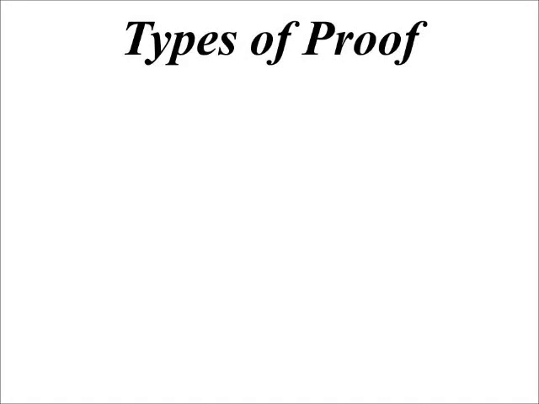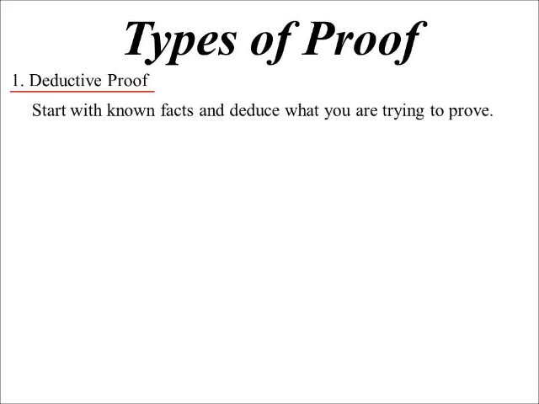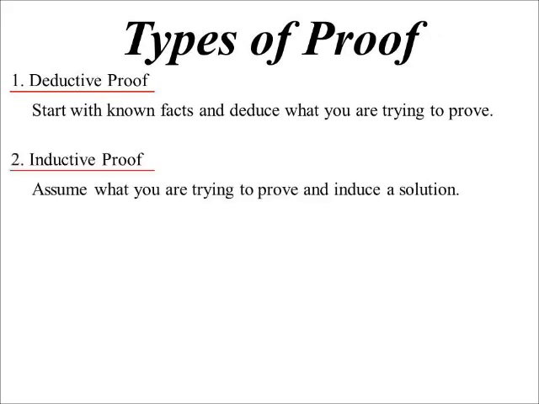So this idea of proof, we've seen some different types of proofs. Probably the most common type of proof that we have done is deductive proof, and most commonly seen with geometry. So that's when we start with known facts, and in geometry it's our geometry theorems, and then from those facts we deduce what it is we're trying to prove. Then of course we saw inductive proofs. So that's where we actually assume what we're trying to prove and then induce the solution.